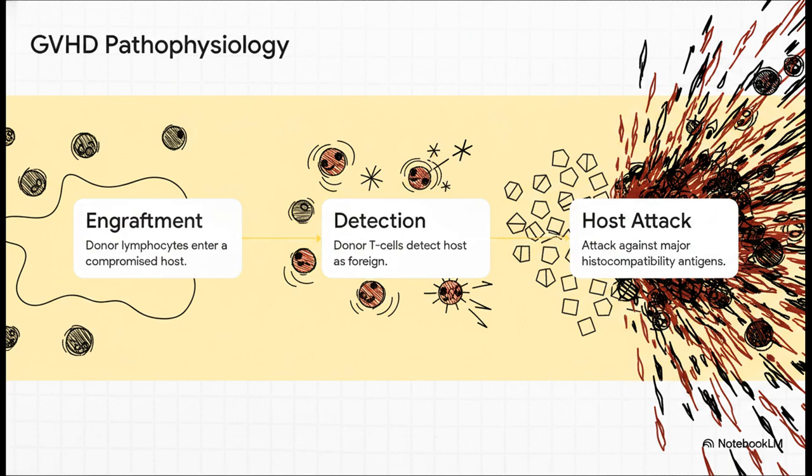In solid organs, the host attacks the graft, right? But here, we're placing immunocompetent donor lymphocytes into an immunologically compromised host. So, the viable donor T cells detect the host tissues as foreign. They become activated, and they mount a systemic, incredibly aggressive attack against the host's own major histocompatibility complex antigens.